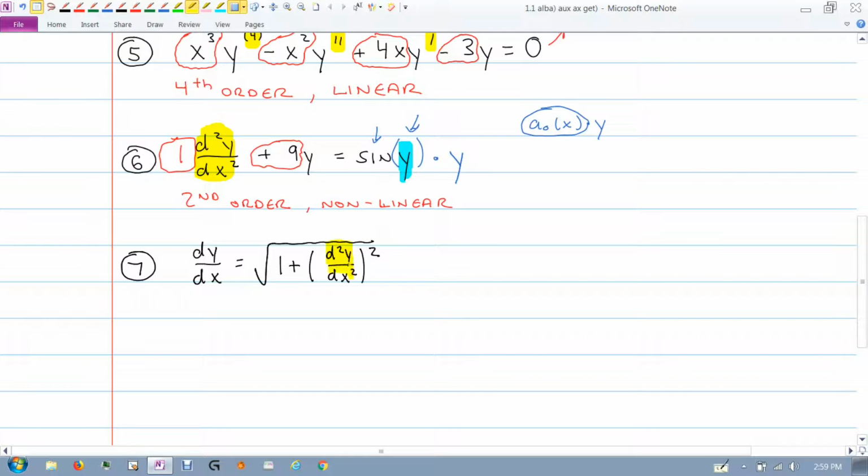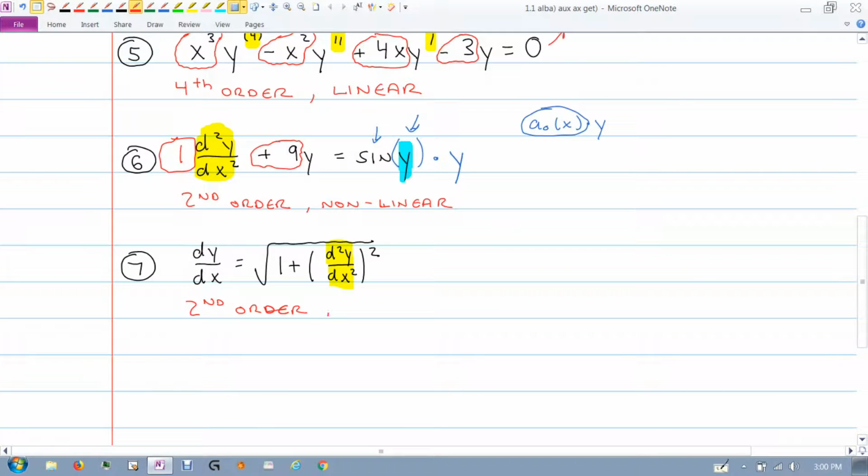We have a second derivative appearing in here, so this is going to be second order. Notice that we did have a first derivative right here, right? But the highest one that we see is the second derivative.